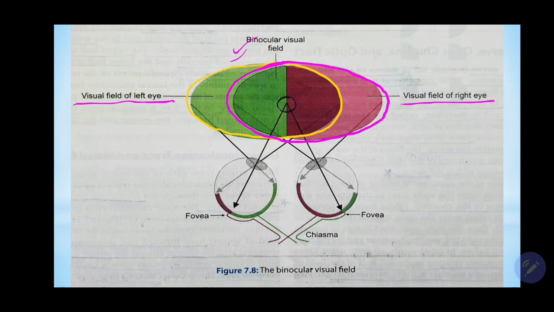So the overlapping field of vision I'm telling you about is, let's say there is an object placed in the right portion of the binocular field of vision. From there, this object will be relayed to both the retinae.